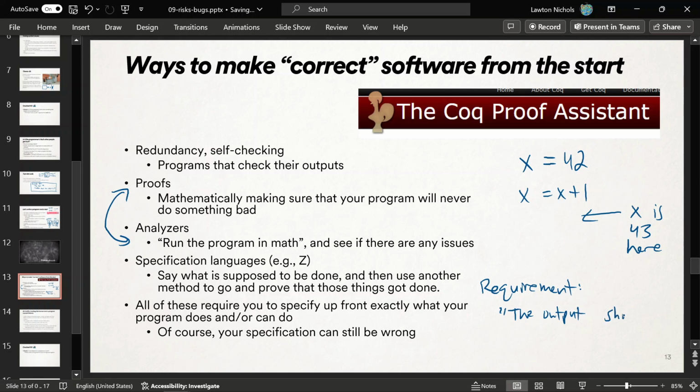So maybe the output should always be greater than or equal to 42, something like that. That's like a specification of a piece of a program, okay? And so that's something that people can write ahead of time, and then they can go and make sure with a proof or an analysis to confirm that this really did happen, okay?